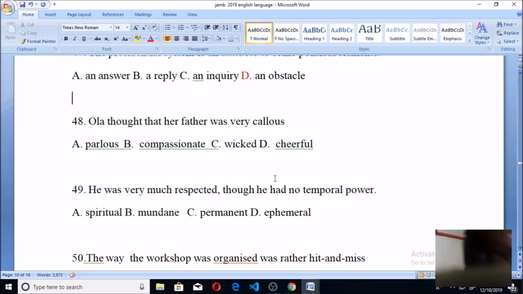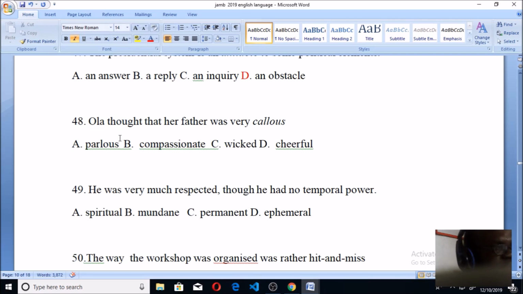So let's look at question number 48. Ola thought that her father was very callous. And the word we are looking at is callous. So callous is in italics. So what's the meaning of callous? Callous simply means insensitive and cruel. Somebody that is very wicked and insensitive.